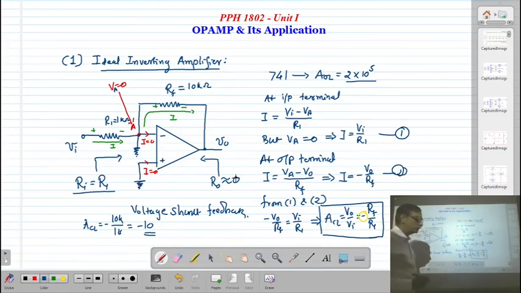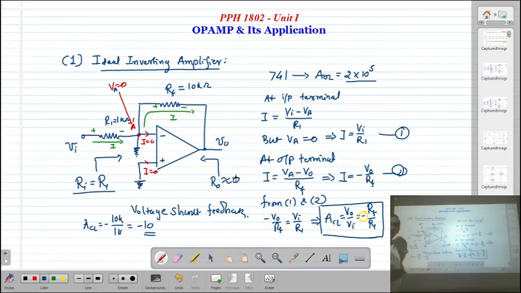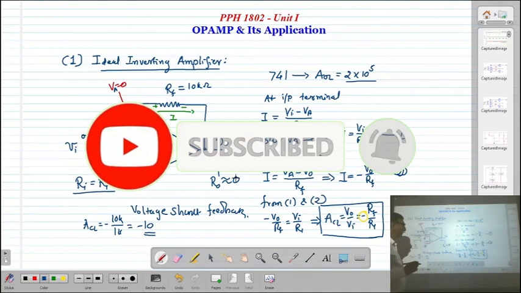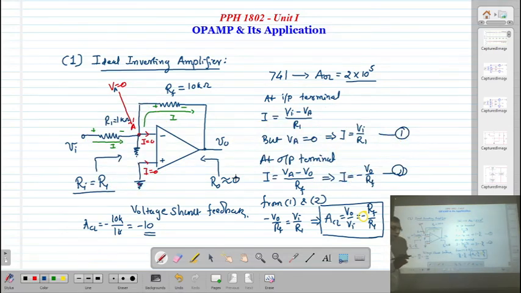Correct? So this is about the ideal inverting amplifier. Then in the next lecture, we will discuss the non-inverting amplifier and some numericals also. So the concept of the analysis of operational amplifier circuits will be clear to you.